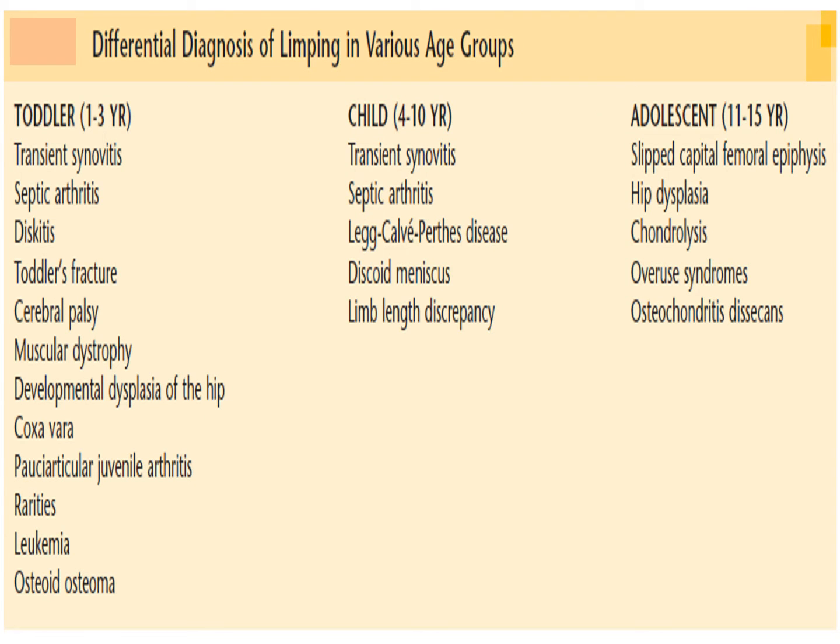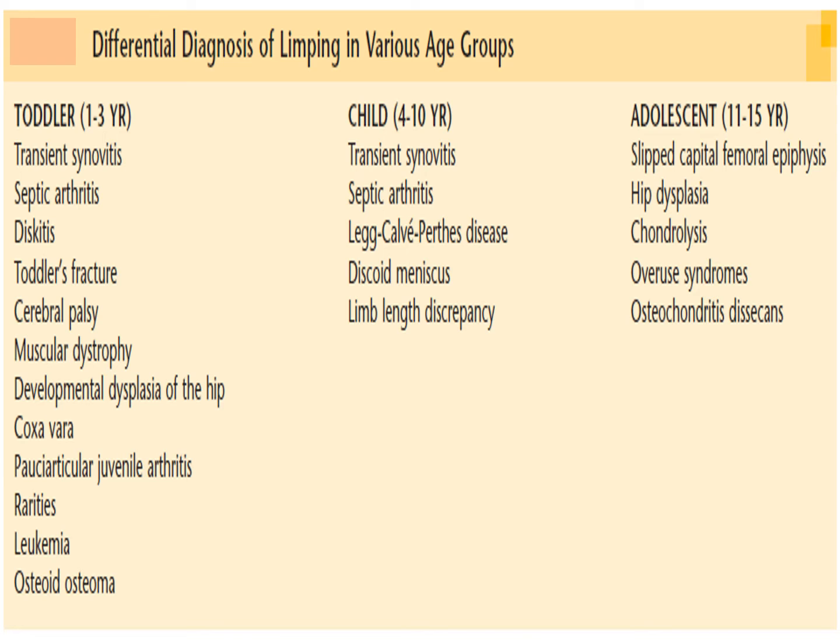Here is a table showing the differential diagnosis of limping in various age groups. We divided age groups into toddler 1 to 3, child 4 to 10, and adolescent 11 to 15. The causes in the toddler 1 to 3 years: transient synovitis, what's called irritable hip, septic arthritis, discitis, toddler fracture, CP, muscular dystrophy, DDH. In the older group, 4 to 10 years, transient synovitis also, which is irritable hip, septic arthritis, Perthes disease, discoid meniscus, limb length discrepancy.